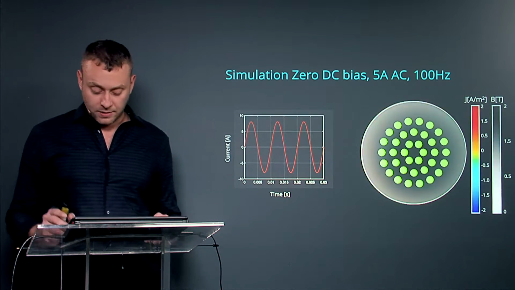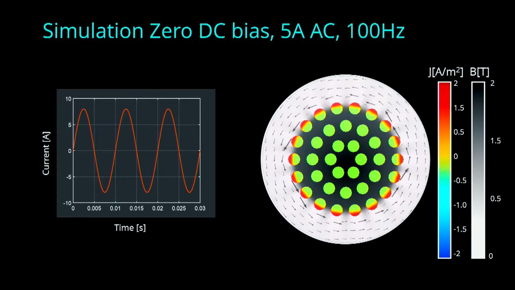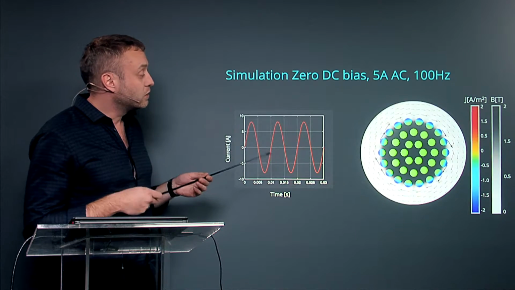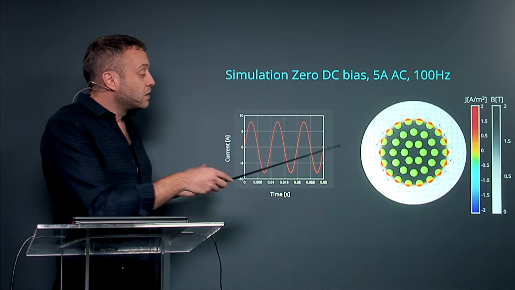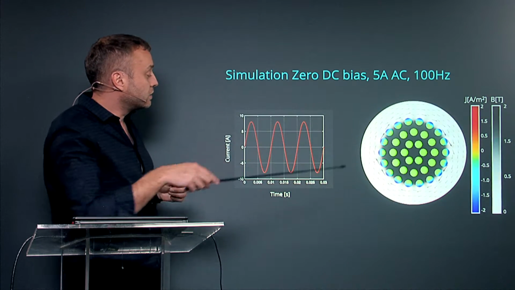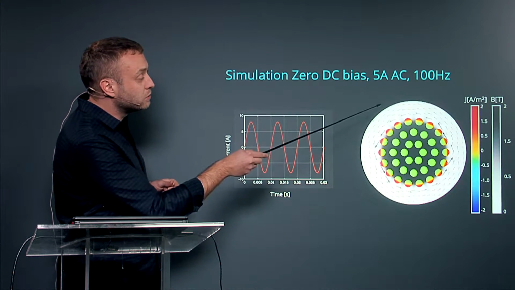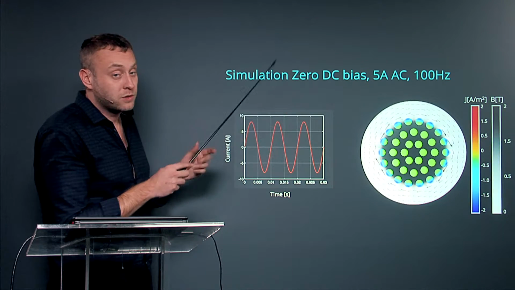So let's see what we get. We put AC current with no DC current at 100 Hertz, and this is the result. First of all, the color code, the blue and red and green, is the current density in the superconductor. So you can see during the AC cycle, it changes from +2 to -2. These are arbitrary units.